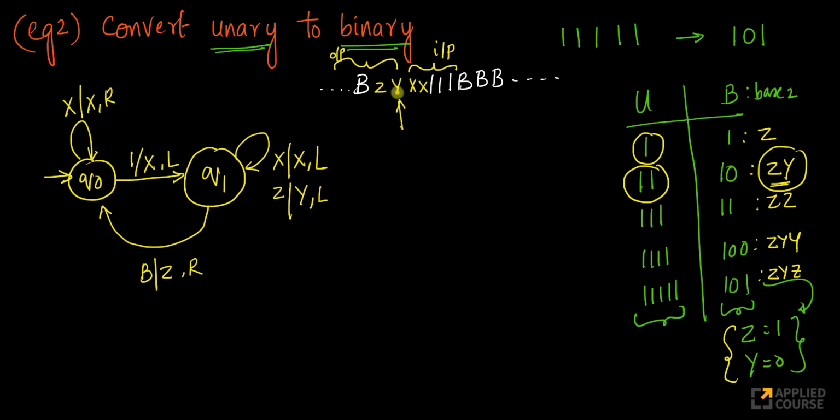Now what should I do here? I should not touch this. I should not edit this in any way. I should leave it as is, till the time I reach 1. Because I've read 2 1s now and my output also corresponds to the binary equivalent of it, which is 10, or ZY in our context.